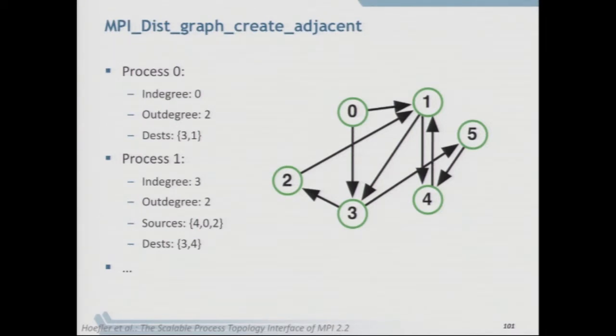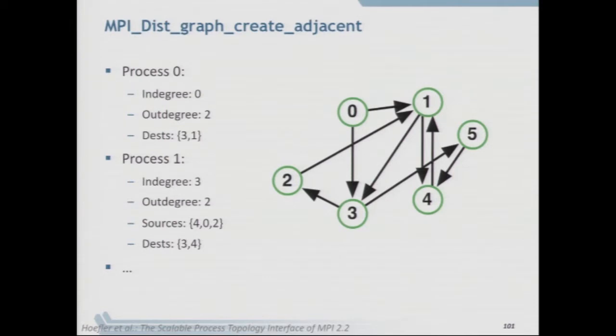And what would rank 1 do? In this case, rank 1 is sending to 3 and 4, right? So it has an out degree of 2, and it's receiving from 0, 2, and 4. So its in degree is 3, and its sources are 4, 0, and 2, or 0, 2, 4, whatever order you want. So these are the parameters you feed into the function on the previous page, and that's how you specify your graph. Each process just specifies its own information. That's what rank 0 would pass. This is what rank 1 would pass, and so on. You don't need to know what the others are passing. MPI will figure that out for you.